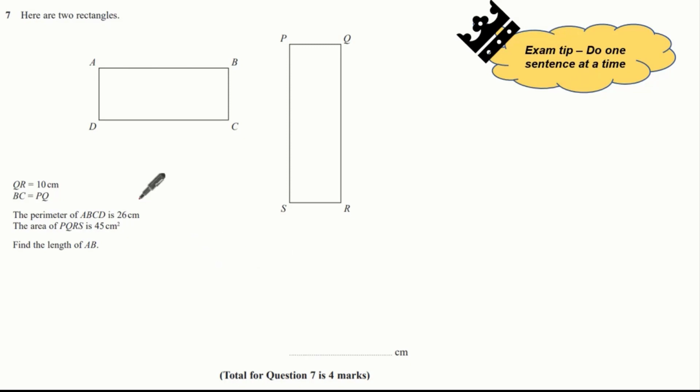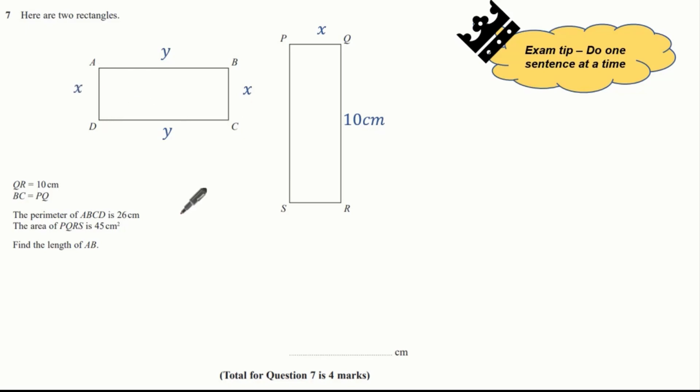So let's label what we have. We know QR is 10 centimeters, which I've labeled here. We know BC is equal to PQ. So I'm just going to label BC as X, and I'm also going to label PQ as X. Now the perimeter of ABCD is 26 centimeters. Well, that means I can label this length, let's say Y. So I'm going to label this length Y, and I know this length is X.